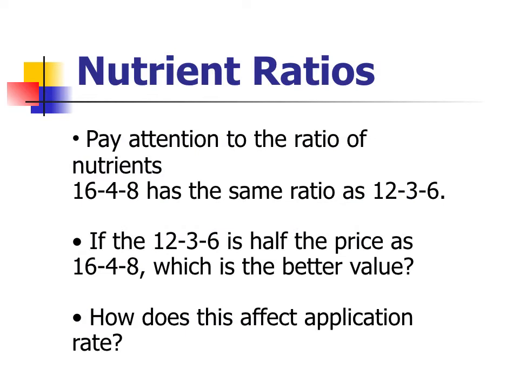Nutrient ratios, this is where people can get hung up. A 16-4-8 has the same ratio as 12-3-6, but depending on the price, one of them may be of better value. But this will affect the application rate. As the numbers go up in the bag of fertilizer, the amount of fertilizer per area goes down. I'll explain more in a bit.